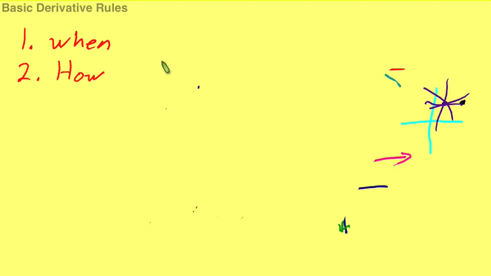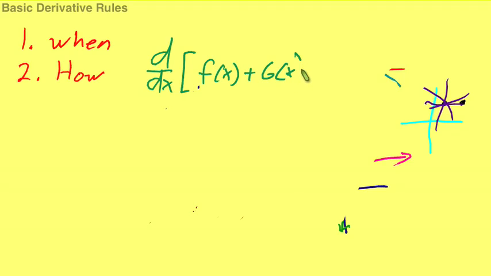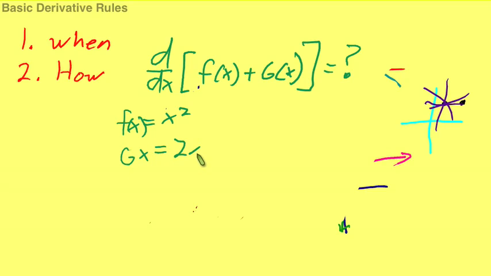So, let's say you want to take the derivative of f of x plus g of x. How do you do that? Well, to do it by example, let's say f of x equals x squared and g of x equals 2x. So you want to find the derivative of x squared plus 2x.